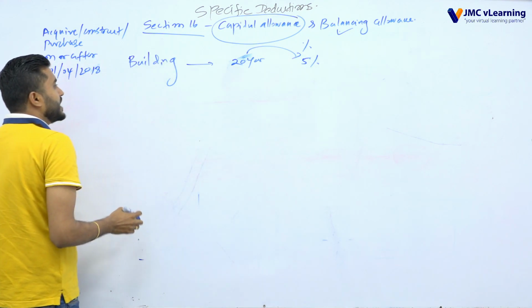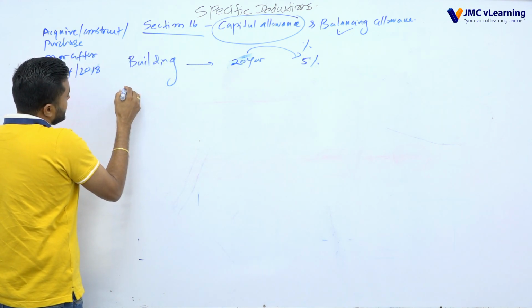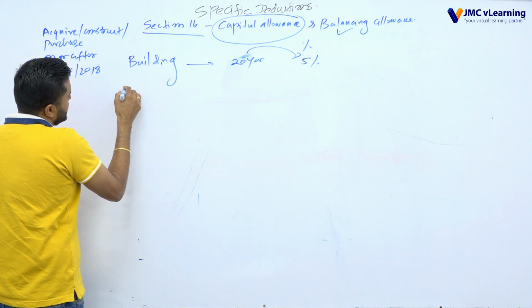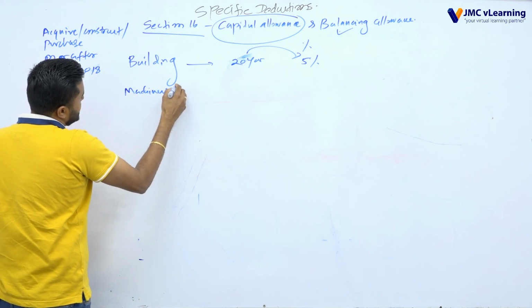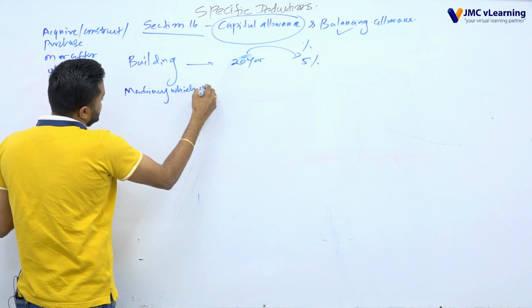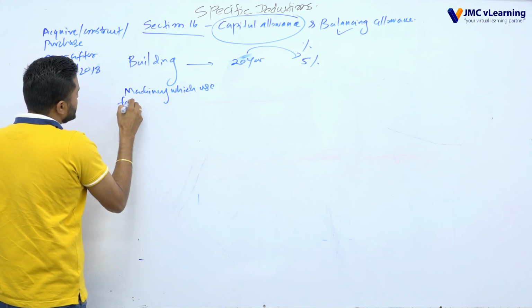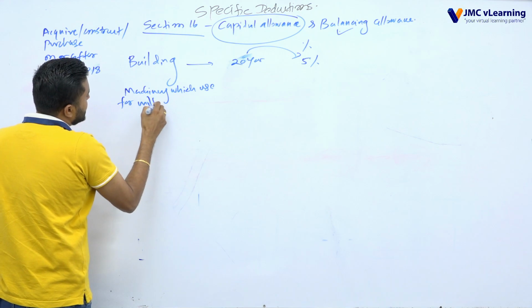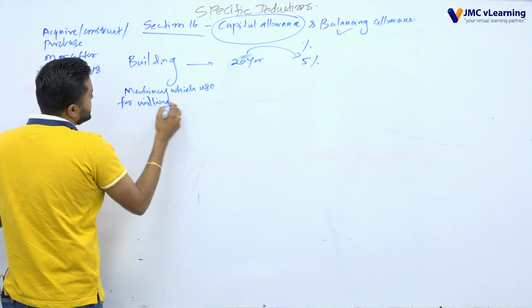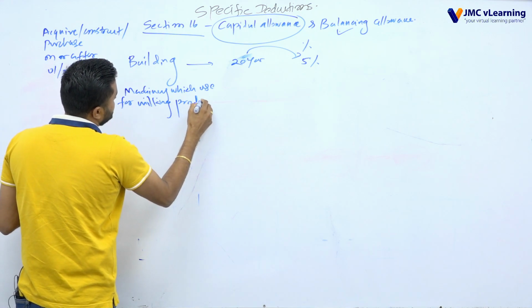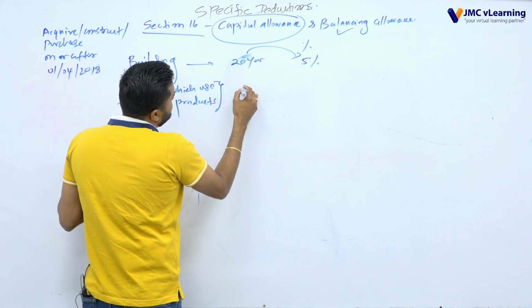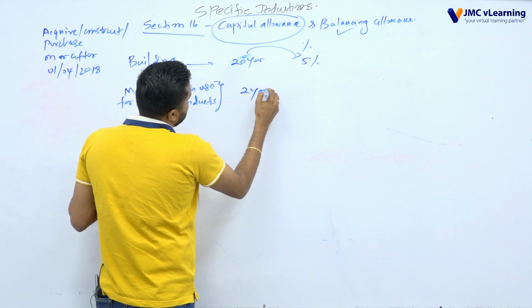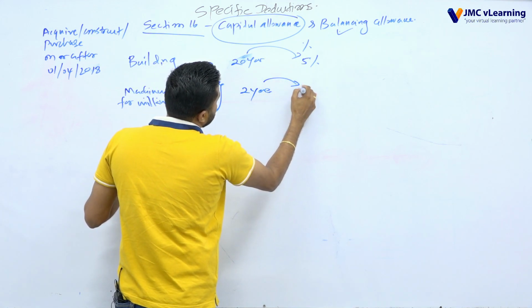So next one, if it is machinery which is used for milking products, the number of years is 2 years, so the percentage is 50%.